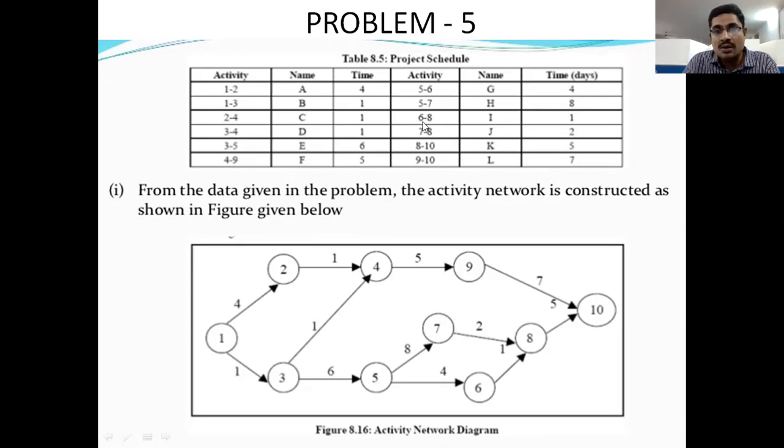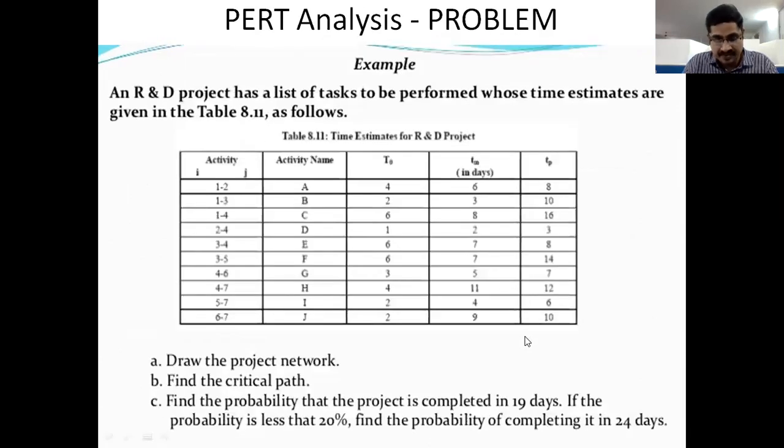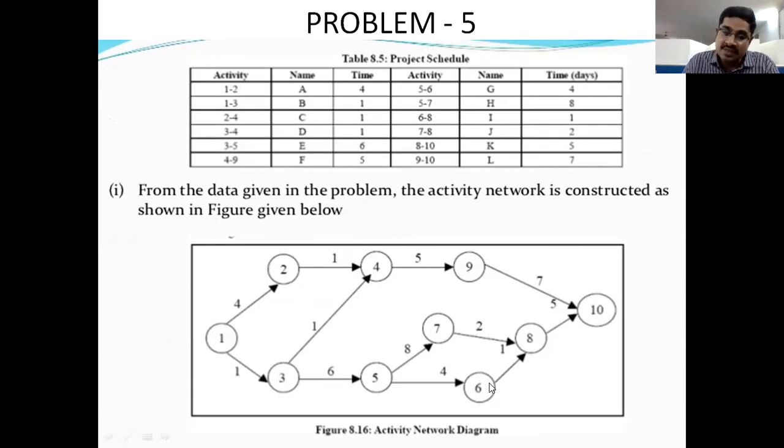Next, we need to draw 6 to 8 activity. Here this is node 6, and we draw a circle and put 8. Connecting the two by using an arrow, that is the 6 to 8 activity, having 1 hour of time, or 1 day. So connect these two by using an arrow and put the time 1 here.